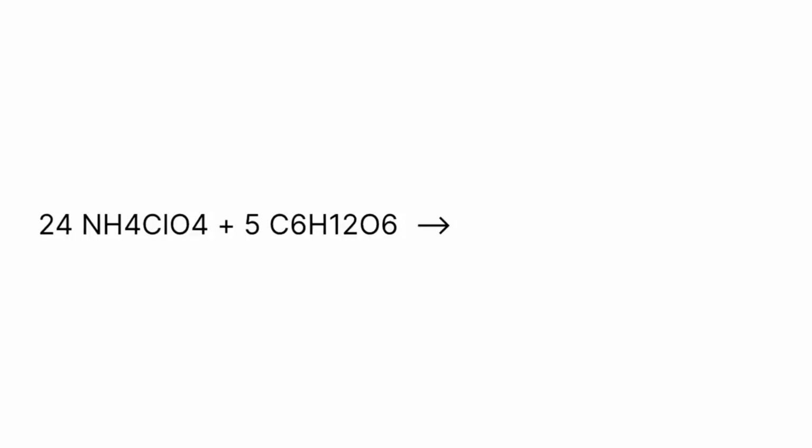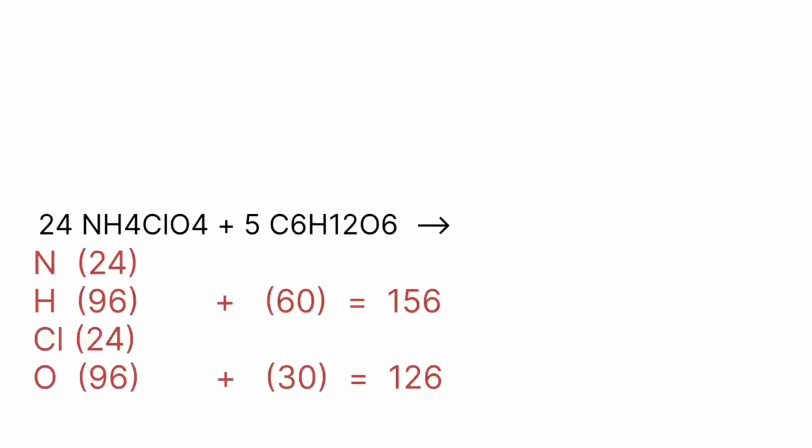Lastly, we're going to go into carbon. The reason that we're going into carbon as the last element is because that is the last element that is written out here on the left side of the equation. What we've written is 24 NH4ClO4 plus 5 C6H12O6. So we've already gone through nitrogen, hydrogen, chlorine, and oxygen. The only thing that's left is carbon. No carbon at all in ammonium perchlorate. Anytime you have a molecule that doesn't have carbon, that's known as inorganic. Sugar is organic, it's got carbon in it.